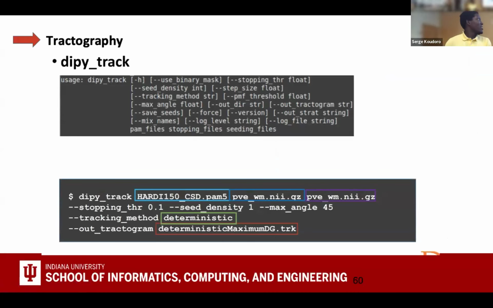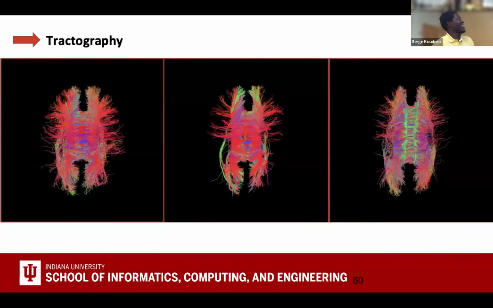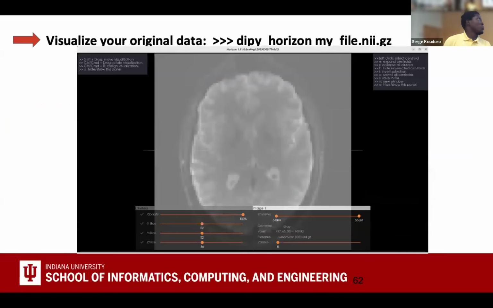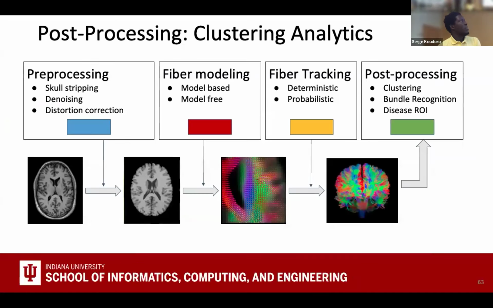So DIPY command line, now you get it. And this is the type of result that you get. Here are two different methods. There is some probabilistic, there is some more deterministic tractography, and you can see that they give you more or less tracks. I won't talk about visualization.